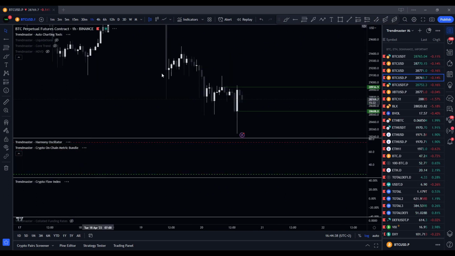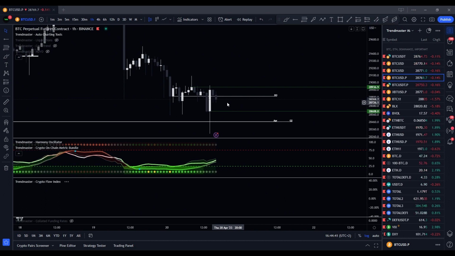Let me see if I can get this sucker to load. A lot of resource heavy things.